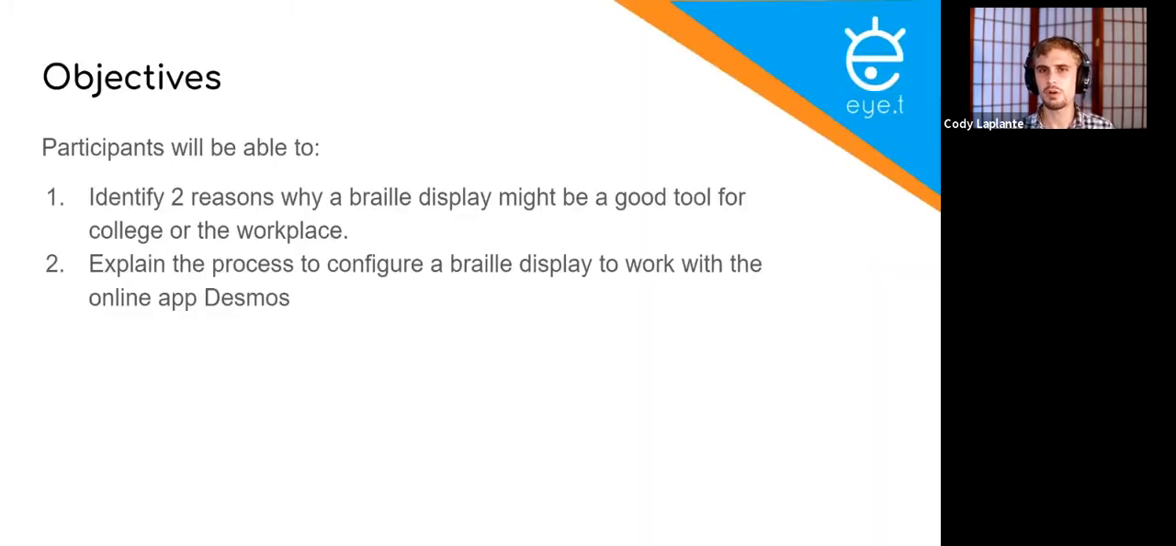So I'm just going to first go over our learning objectives. At the end of this virtual Excel, you will be able to identify 2 reasons why a Braille display might be a good tool for the college or the workplace. So that's going to be our first thing. We're going to be talking about all of the reasons why you might want to use a Braille display if you haven't considered it. And then number 2, you'll be able to explain the process to configure a Braille display to work with the online app Desmos. And you'll see how those 2 learning objectives kind of fit together as we keep going.